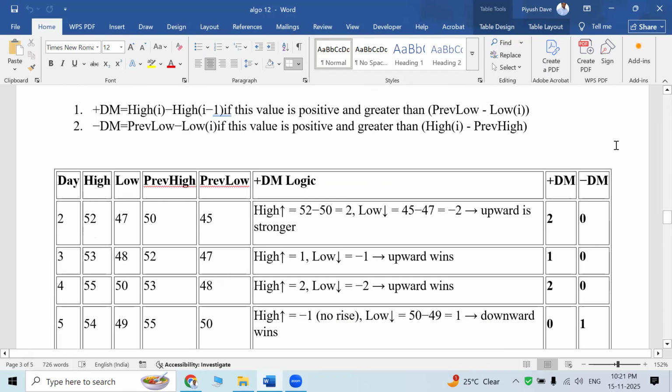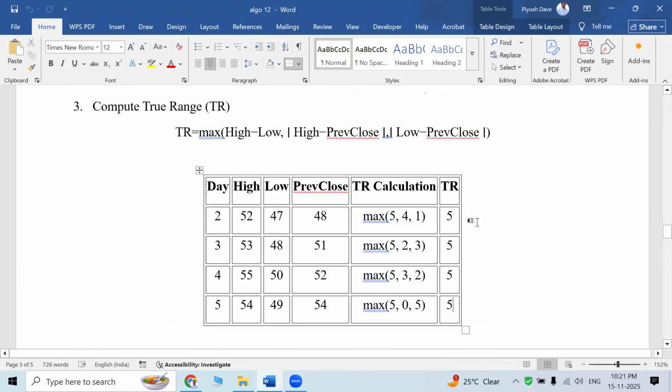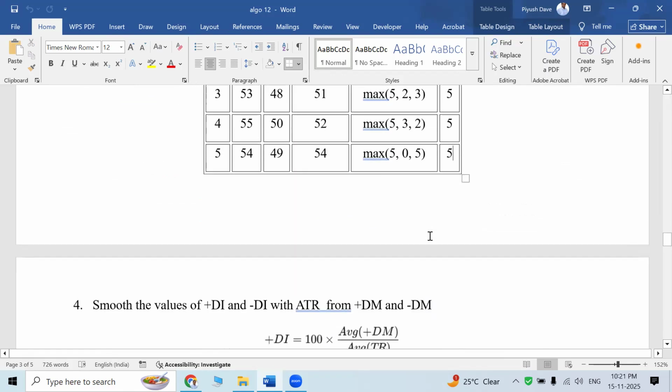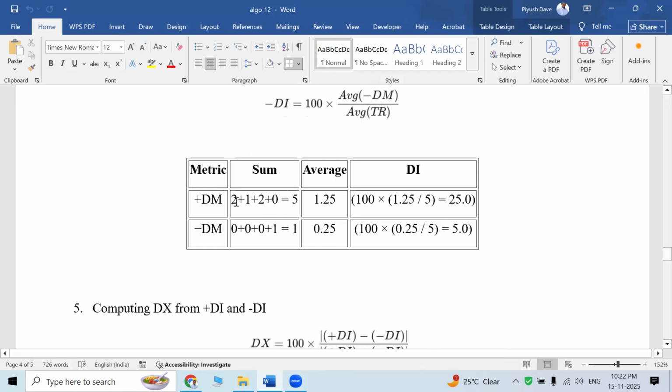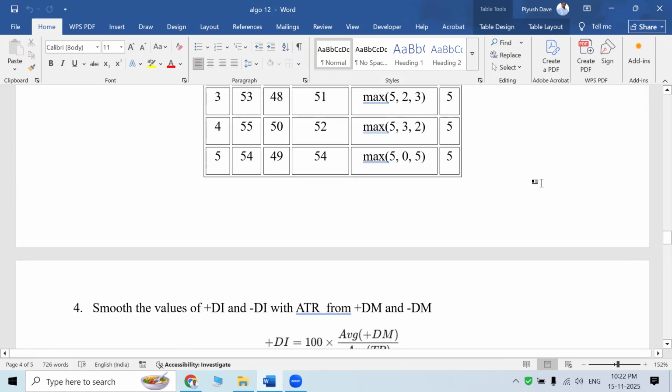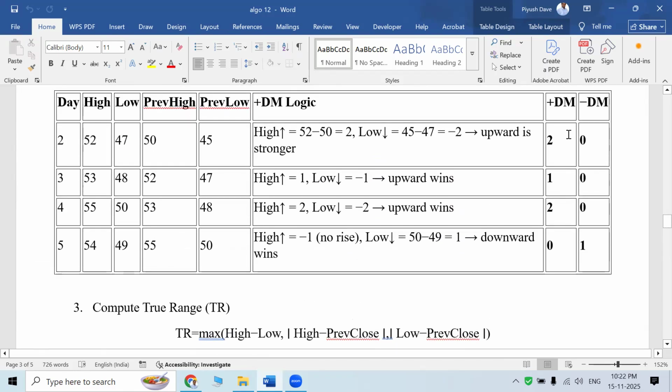So first we have calculated DM, then we have calculated true range. Once we get DM and true range, we are going to find out DI. So DI is 100 multiplied by average of plus DM divided by true range. And minus DI is 100 multiplied by average of minus DM upon true range. So we have all the plus DM values with us. So these are all plus DM values. This we have taken from here.